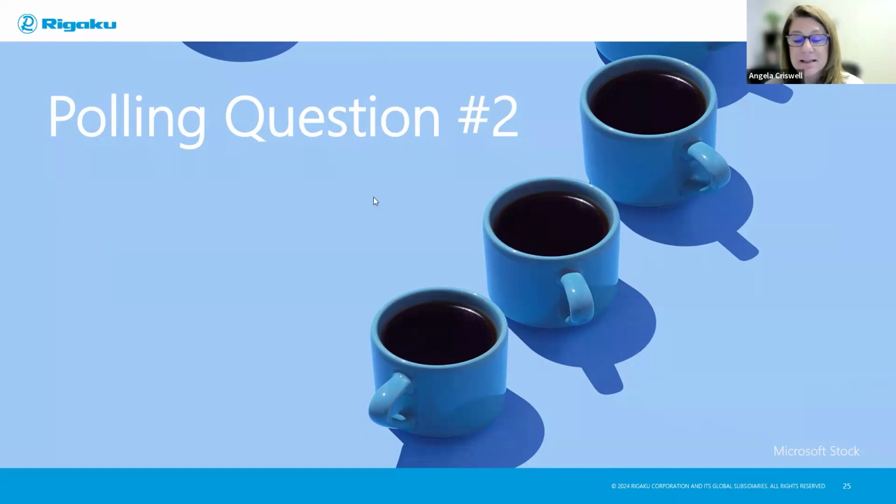So I'd like to launch our second and last poll question. Again, you can pick multiple answers in this case as well. So we'd like to know what additive manufacturing structural feature are you most interested in? Are you interested in analyzing the powder? Perhaps internal porosity? Is the density important to you? Or maybe even surface roughness?